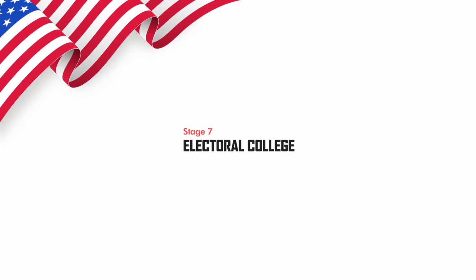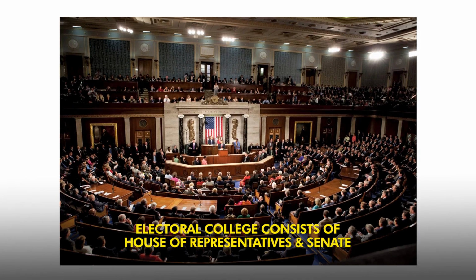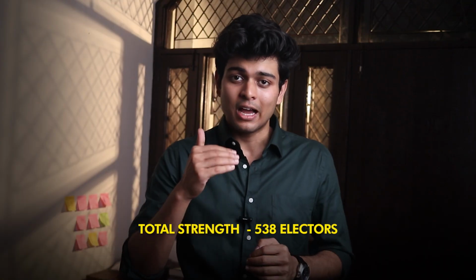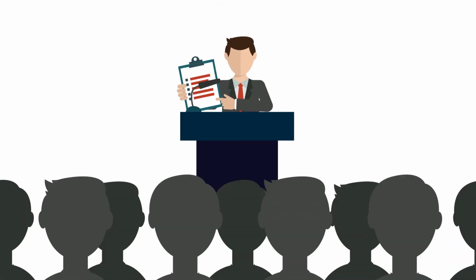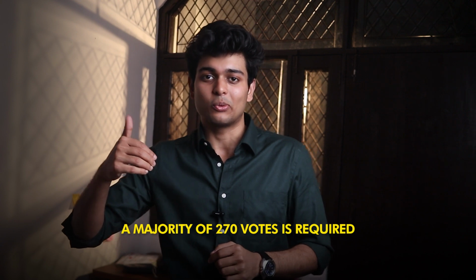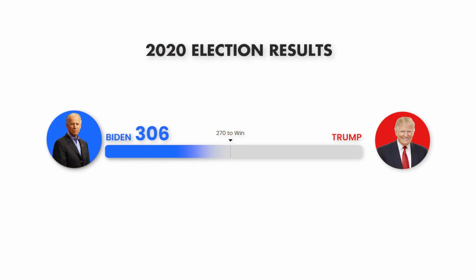The final stage in the process is the Electoral College. Chosen members for the House of Representatives and Senate form the Electoral College, making a total strength of 538 electors. Each elector is pledged to vote for their party's presidential candidate. The final voting takes place, and the party whose candidate crosses the majority mark of 270 electoral votes wins. In the 2020 elections, Joe Biden got 306 electoral votes and became the President of the United States of America.